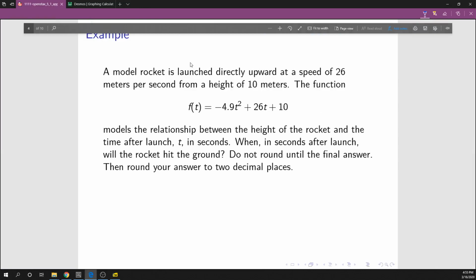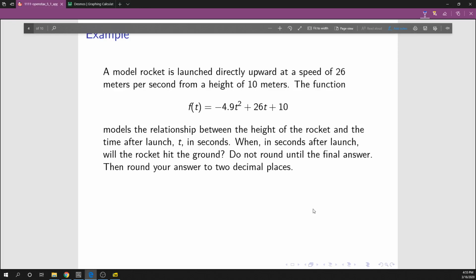All right, so pretty much the same setup. A model rocket is launched directly upward at a speed of 26 meters per second from a height of 10 meters. The function f of t equals negative 4.9 t squared plus 26t plus 10 models the relationship between the height of the rocket and the time after launch t in seconds. So far everything has been the same as in the previous example.